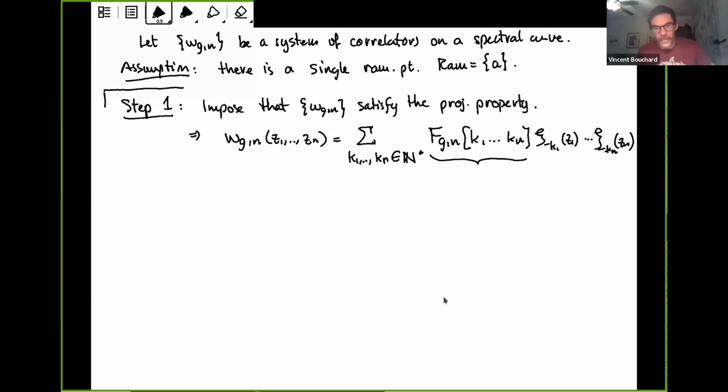Okay, that's only true if it satisfies the projection property, because otherwise you would get Xi's with positive k's and you can get an infinite number of them. And that would be different. Okay, but if it does satisfy the projection property, we can do that. And then we can construct a partition function.